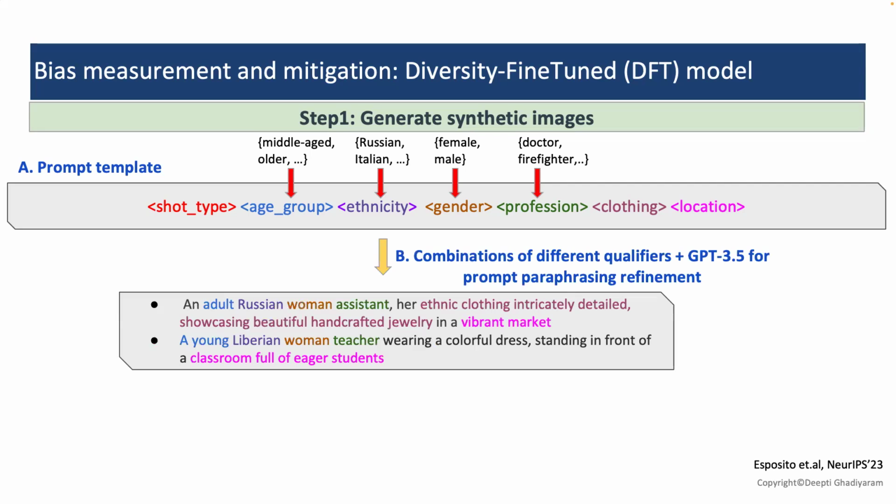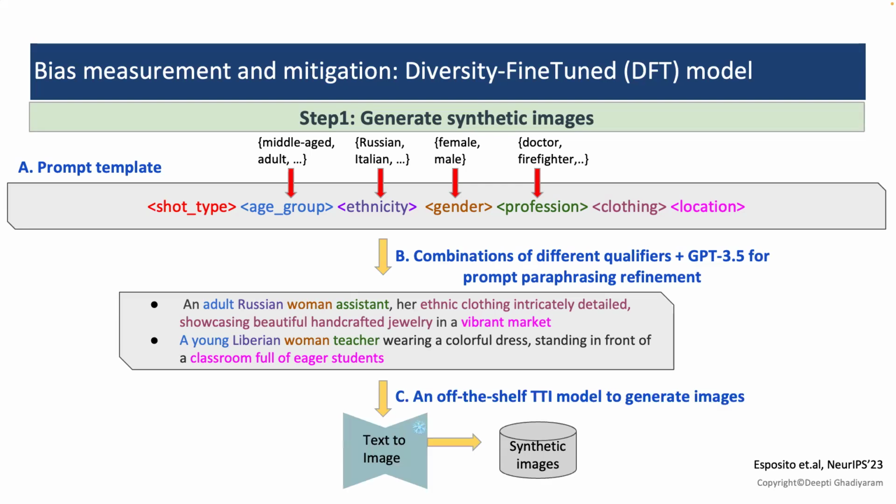So we did a multiplicative combination of these and generated several prompts, paraphrased them so that they don't look template-ish. And we came up with around 80,000 prompts focused on diverse professions, diverse ethnicities, and different gender groups. So we use these prompts and an off-the-shelf text-to-image model and generated a repository of synthetic images.